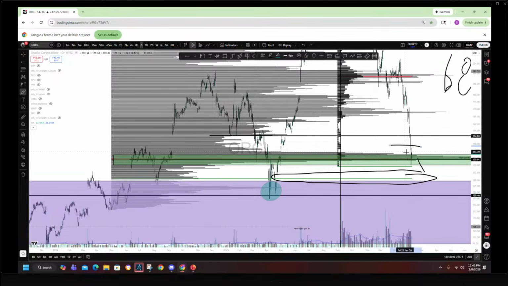Because what if it bounces here and, let's say, ignores this level and goes to 170? I mean, that's a pretty decent return. That's not bad. Talking about 21%. You can definitely do that. But you buy a little bit here, they drop here, you add a little bit more here, dip, let's say, to this HVN. It's sitting right here.